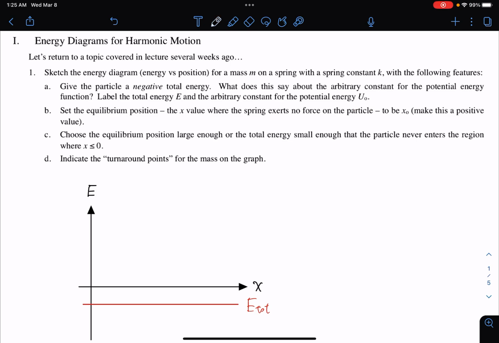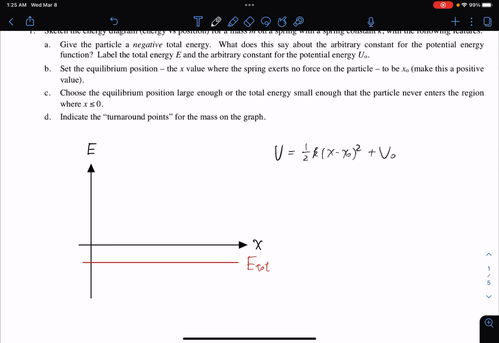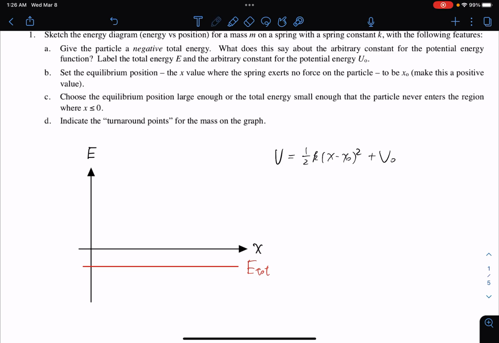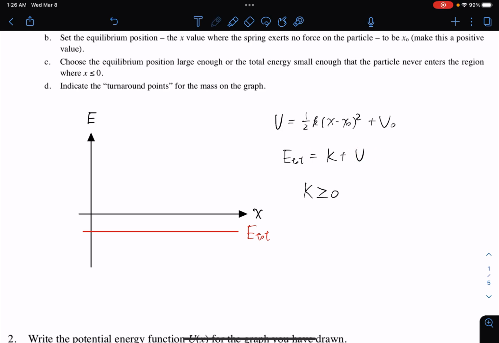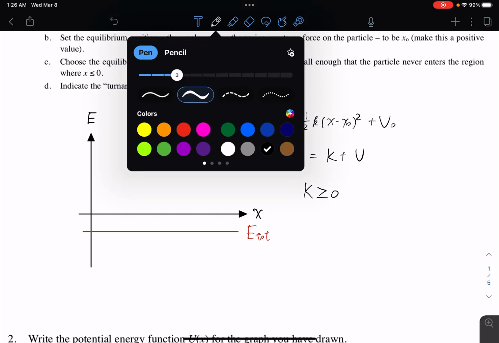The definition of that is that when we have our potential energy, we can have 1 half k times x minus the distance from the equilibrium position, which is x0, squared, and then we can have a constant here. So if we have this constant be so negative, then we can shift the total energy all the way down to negative. We know that the total energy is kinetic energy plus potential energy, and kinetic energy is always bigger than 0. So to have a negative total energy, we must have a negative potential energy, and we want to have a negative u0, and it should be below the total energy.